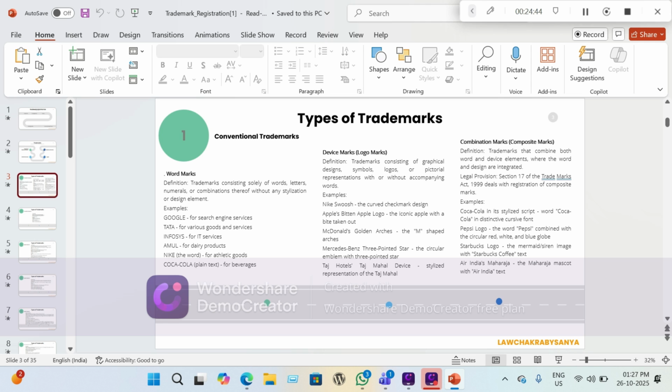So for example, there is the Nike swoosh, the curved checkmark design. Then there is Apple's bitten apple logo. Then McDonald's golden arches, Mercedes Benz's three-pointed star, the Taj Hotel's Taj Mahal device. They're all device marks. And for word marks, you have examples like Google, just writing Google, or Tata, or Infosys, or Amul, or Nike, or Coca-Cola. So the same mark can be in different categories, but for every category, a separate application has to go.